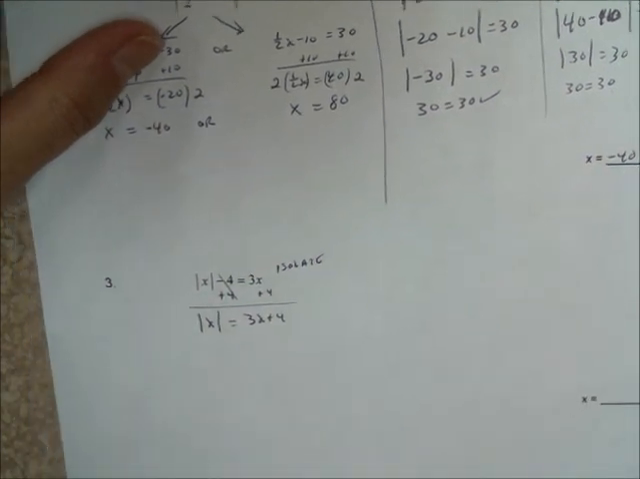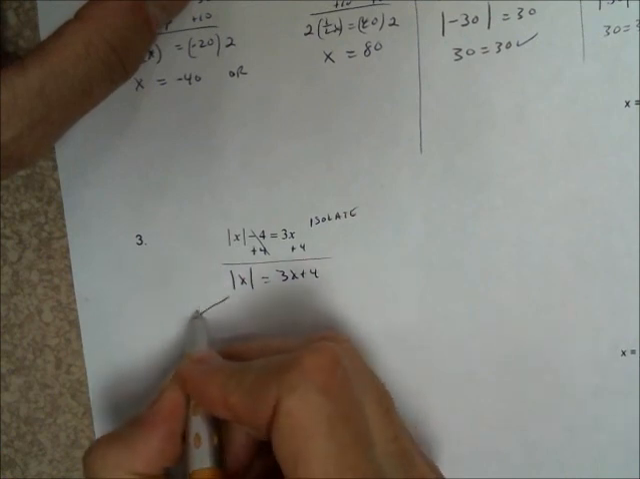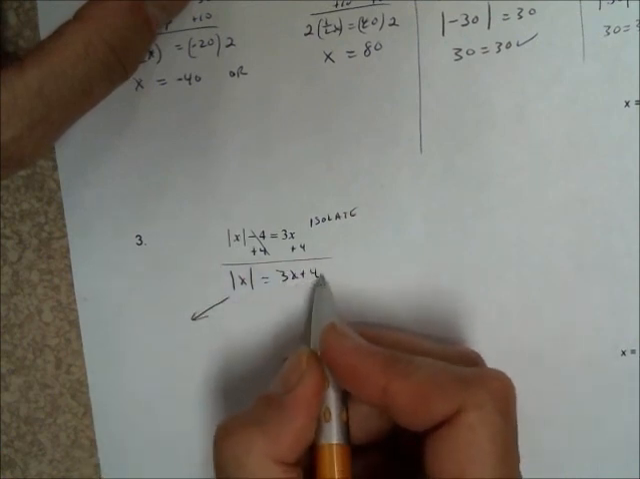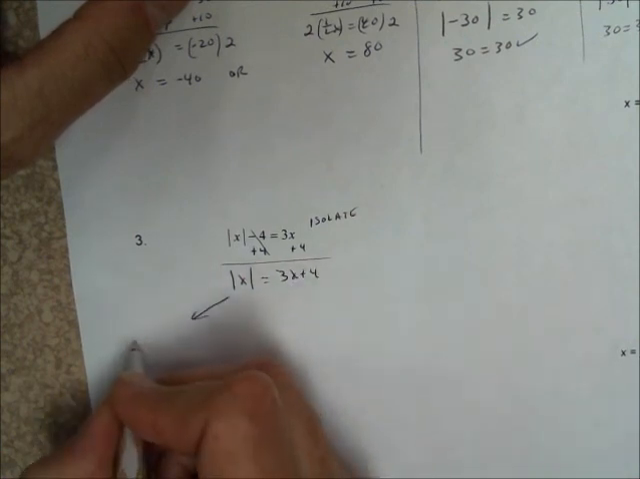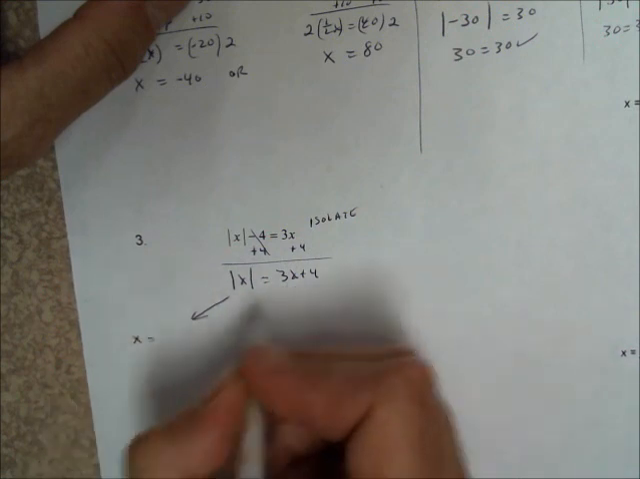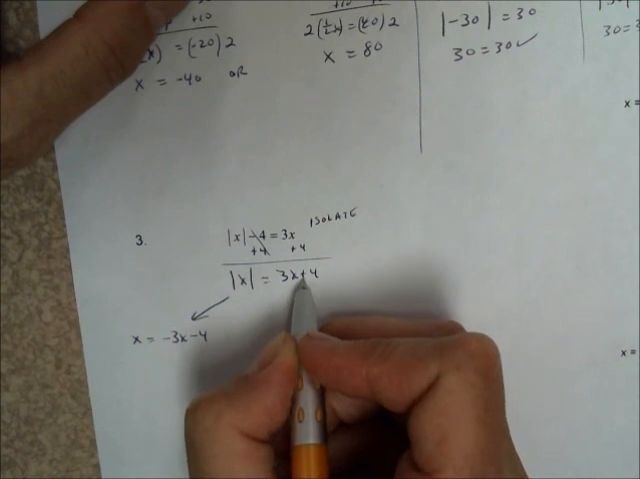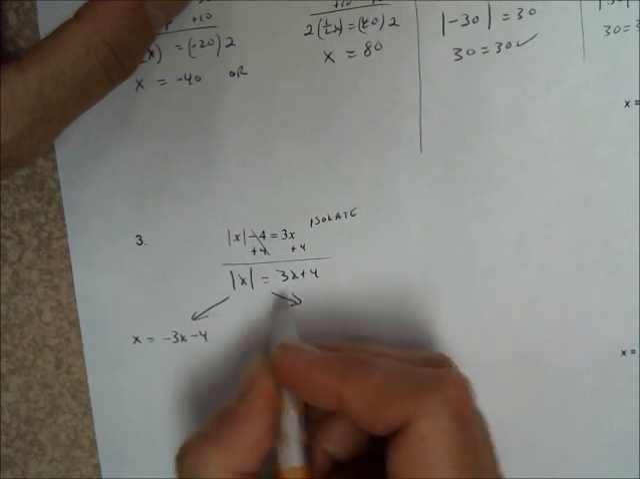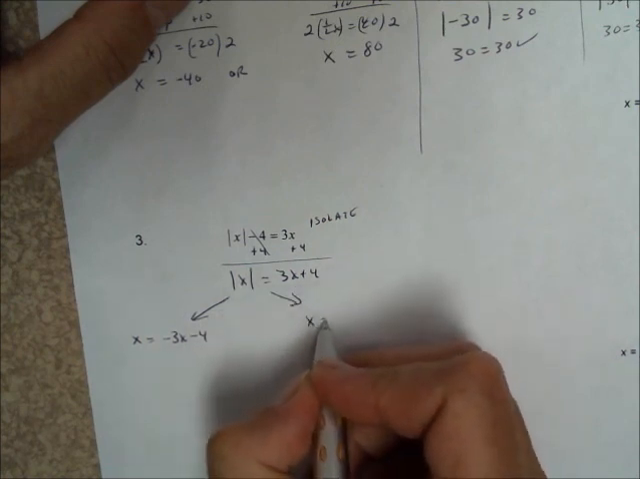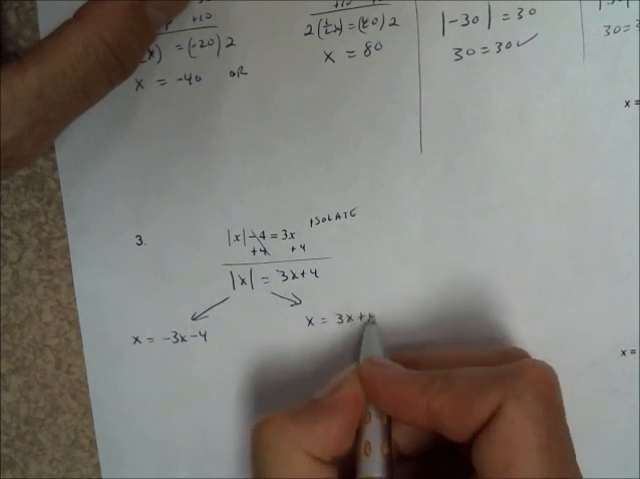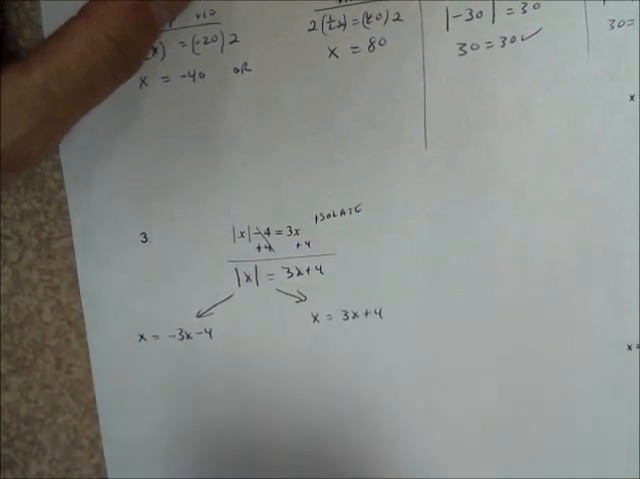Now this one is a little trickier than the other ones because when you take the left-hand branch, you're going to negate this whole expression over here. So this is going to say x is equal to negative 3x minus 4. Every term gets negated on the left-hand side. And over on the right-hand side, you're just going to say x is equal to positive 3x plus 4. Just drop the absolute values.